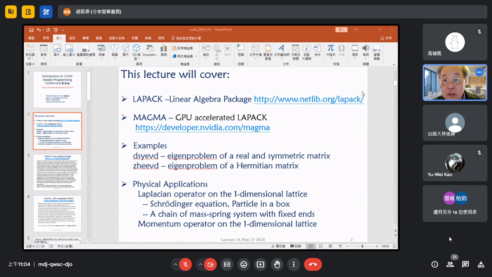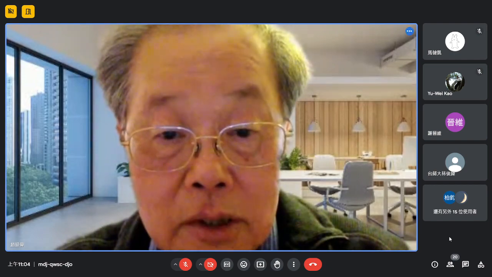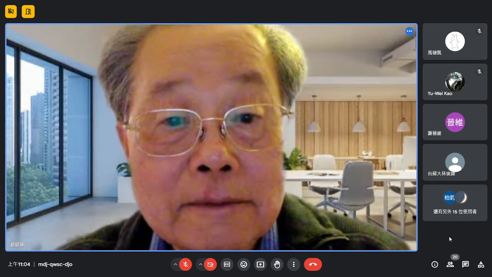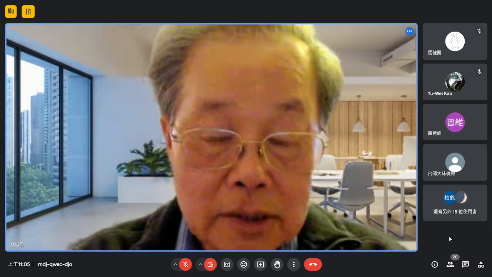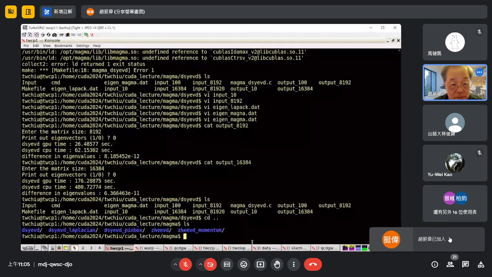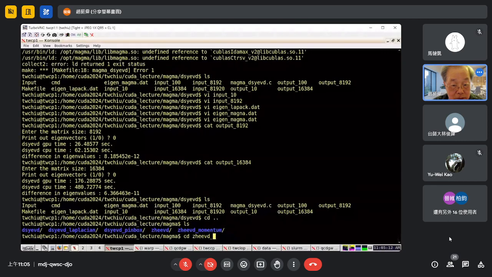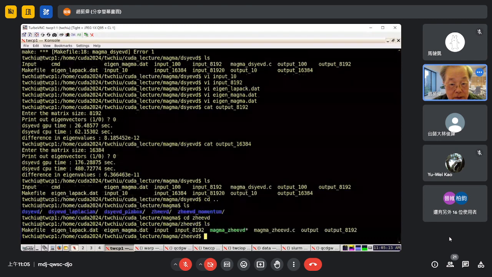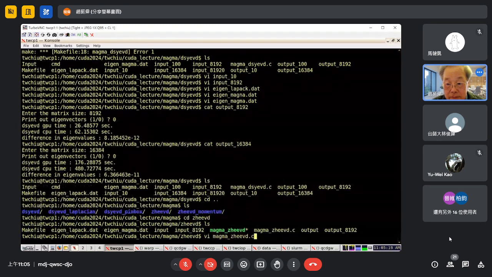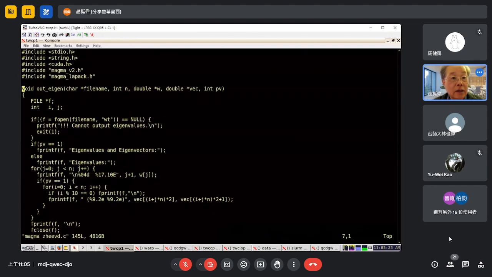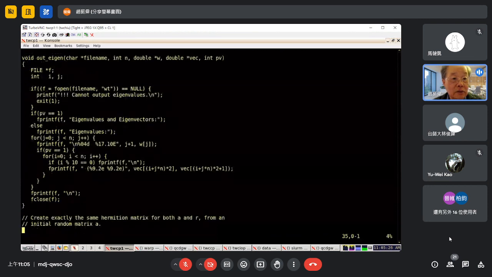So this routine is the same as before, just for printing out the eigenvalues and the eigenvectors.